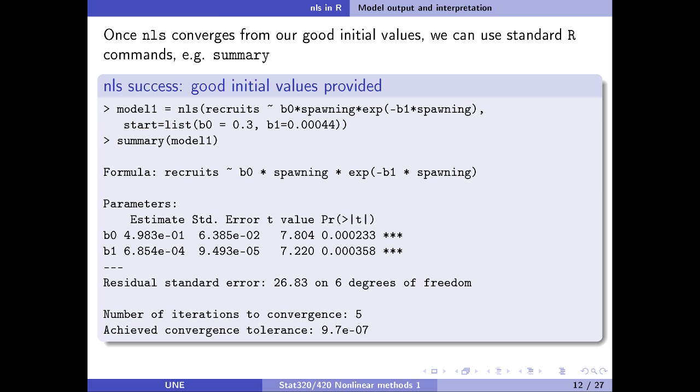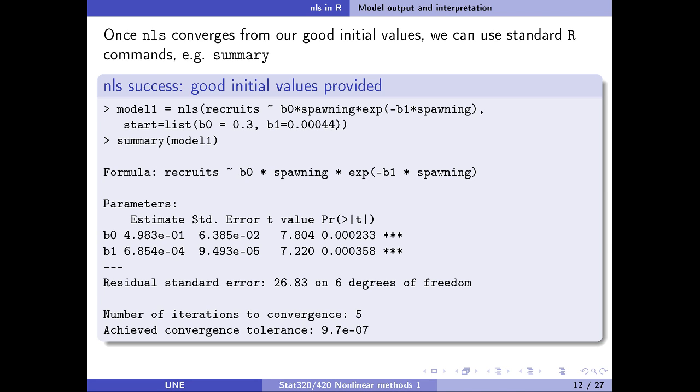Okay, so once we've found some decent initial values, we're going to say model 1 equals NLS, recruits tilde b0 times spawning, etc., with our initial values plugged in. R won't do anything. It just accepts that. It'll say, okay, fine, no outputs needed. You've assigned model 1 to be this NLS. Just like we might use the lm command. We could say model 1 equals lm y tilde x1 plus x2.